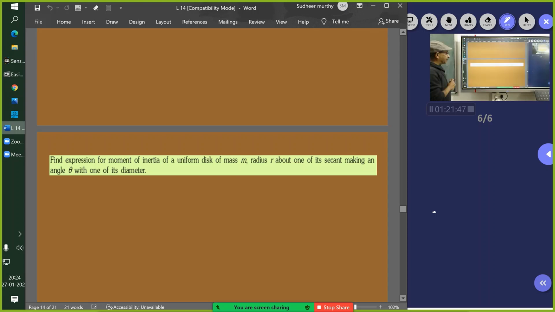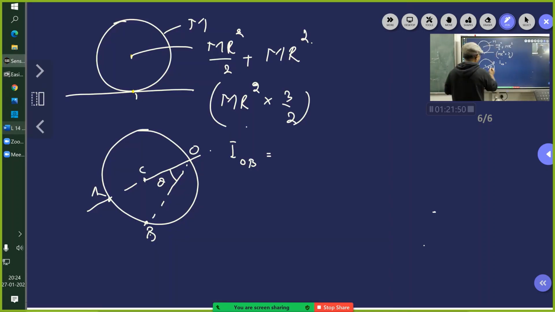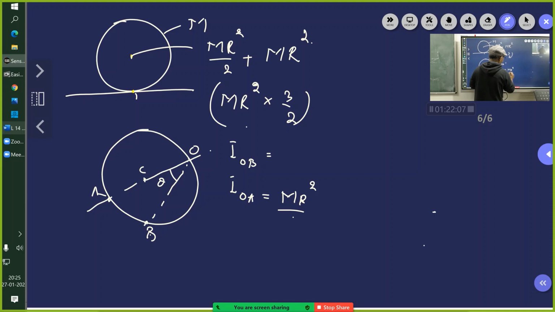So that one is a disk, right? It's a disk of mass m here. About this diameter, that is about OA, you know it is mr square by 4. About OB, plus m r square.